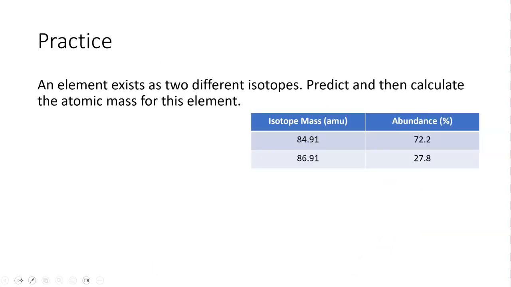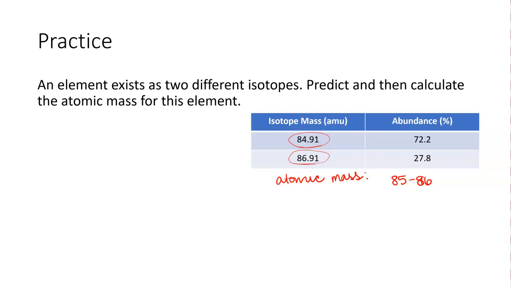So we can practice this. Say we have an element and it exists as 2 different isotopes, so we can predict and then calculate the atomic mass. So we look here and we see 84.91 and 86.91 and the relative abundance: 72.2% for 84.91, and 27.8% for 86.91. So if I had to guess, I would say that the atomic mass is probably between 85 and 86. That's because we know that it's mostly this with a little bit of this, so it's going to raise the atomic mass a little bit, so it'll be greater than 84.91, which is pretty close to 85. So it's probably greater than 85, but not quite 86.